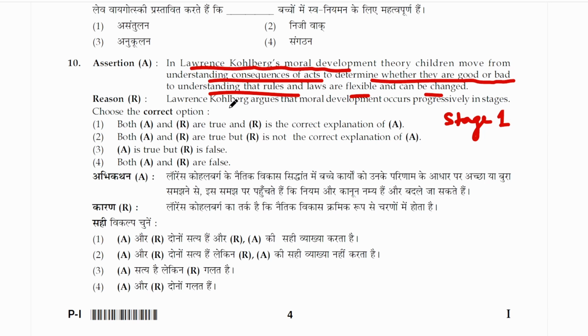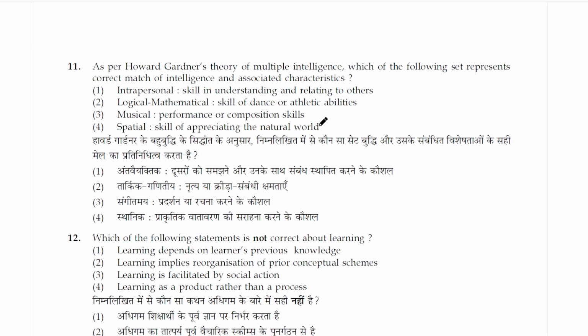And the reason he says is moral development occurs progressively in stages. Yes, it moves from stage 1 to stage 5 or 6. 6 is ultimate, but it's universal. So both A and R are true, and R is the correct explanation of A. So if you break it down like this, step by step, this becomes easier.